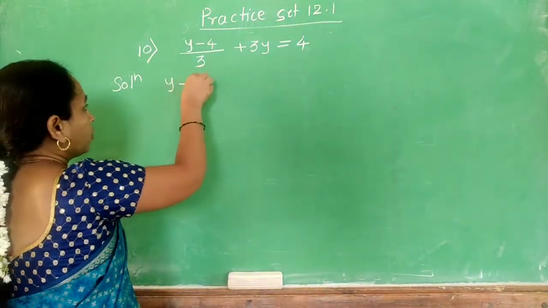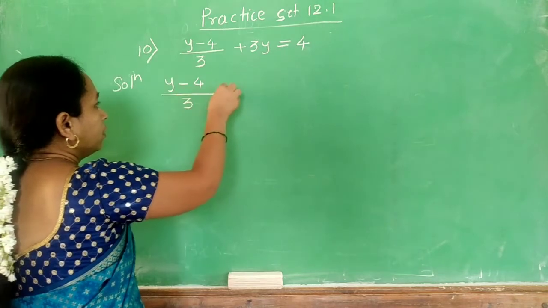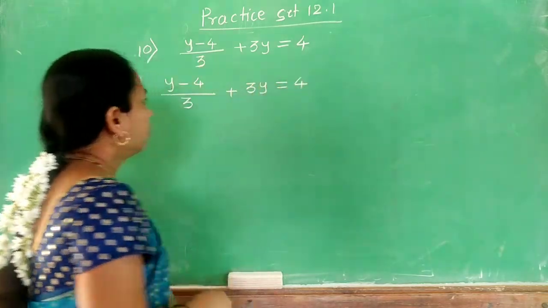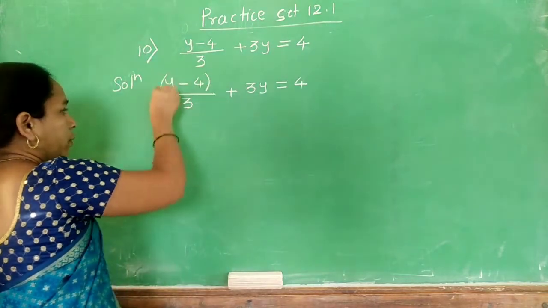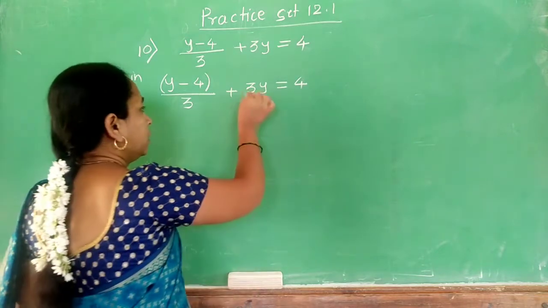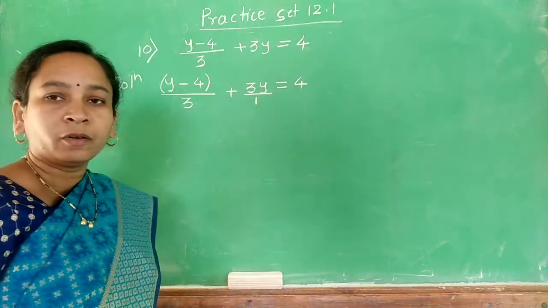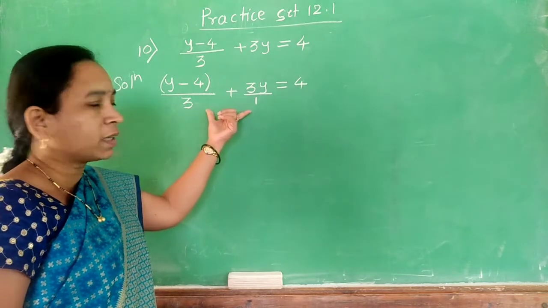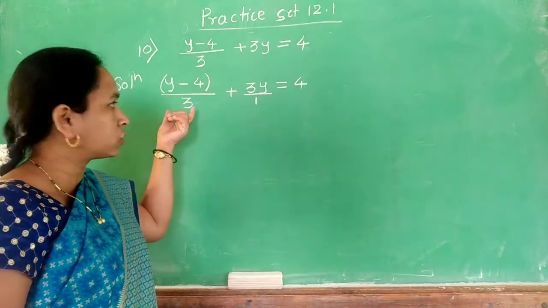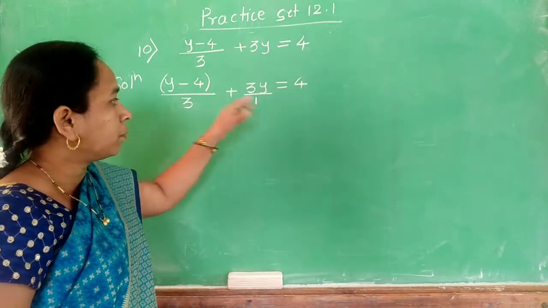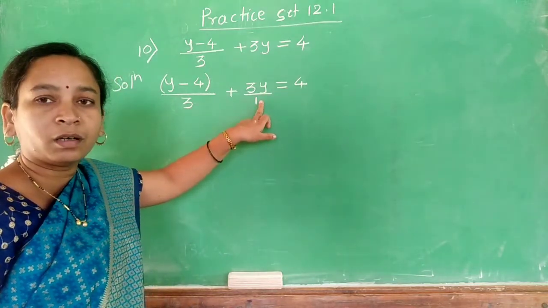y minus 4 upon 3 plus 3y is equal to 4. Here I put them in the bracket. 3y doesn't have the denominator. Its denominator is 1. First, I will make the denominators equal. Without making them equal, I cannot shift this 3 on that side. So first I will make them equal. Make the denominator here 3.